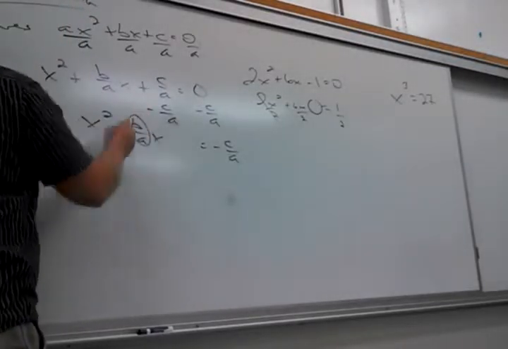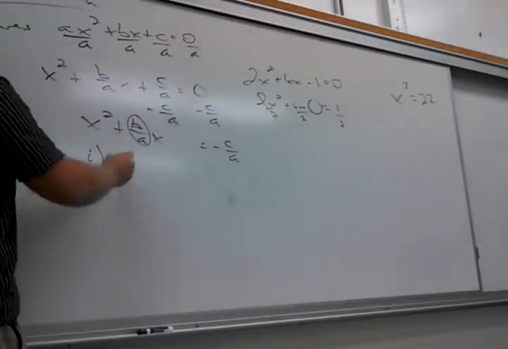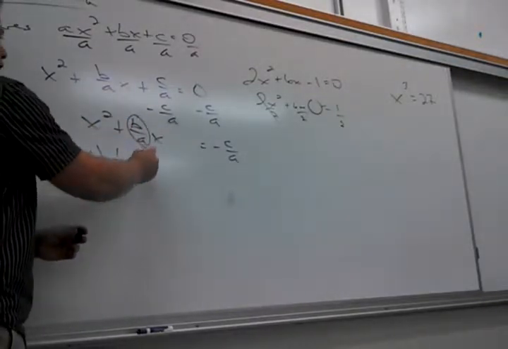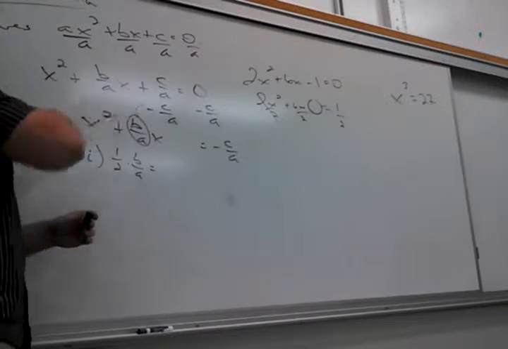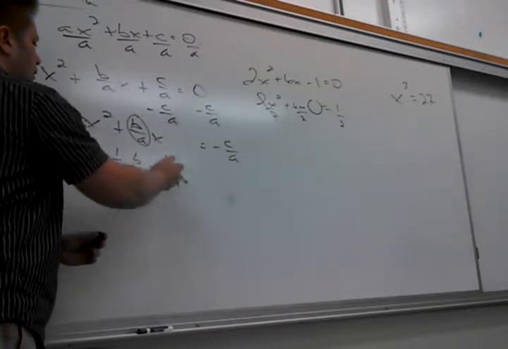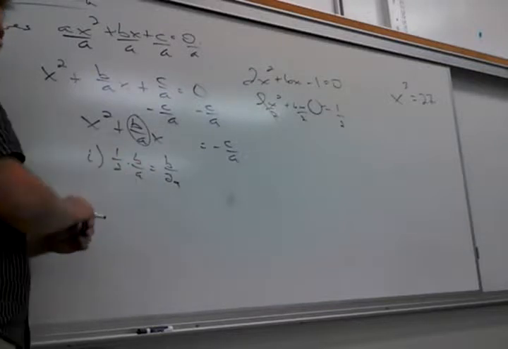Yeah, take the middle guy. Now, don't write b over a over 2. How do you cut something in half? You take half of it. So what do you get? b over 2a. Beautiful. b over 2a is half of b over a.